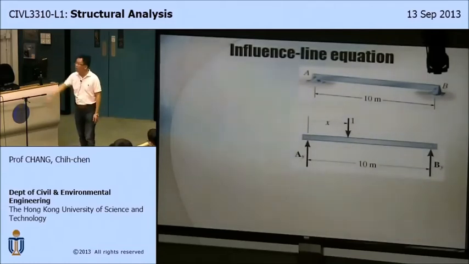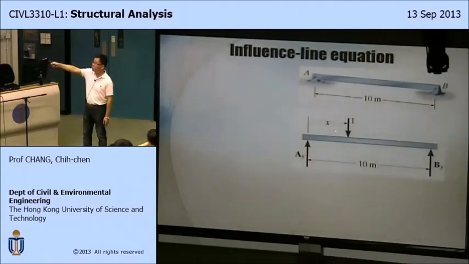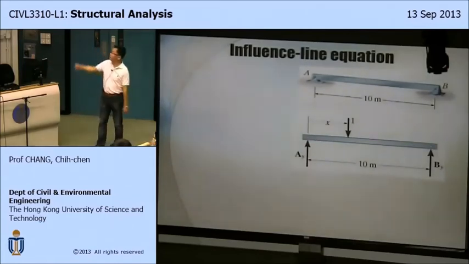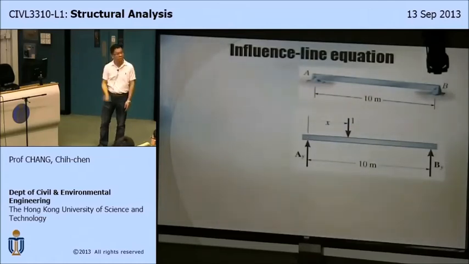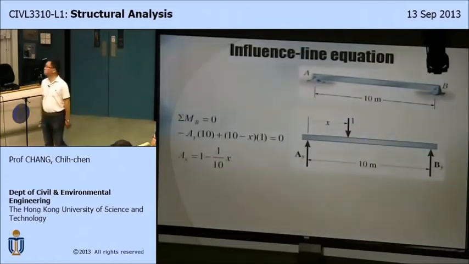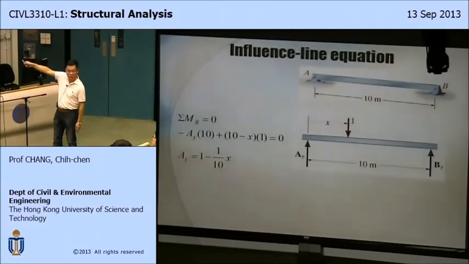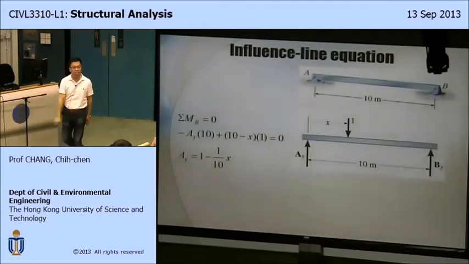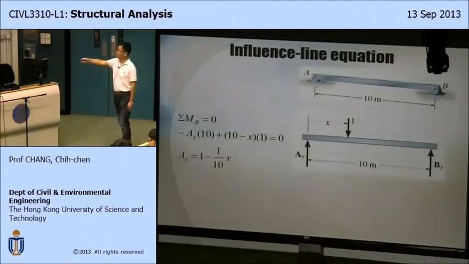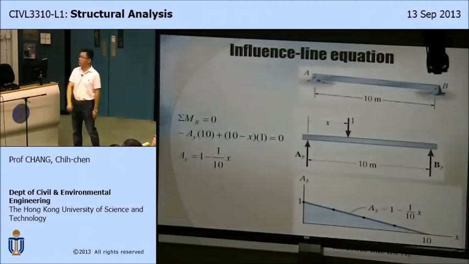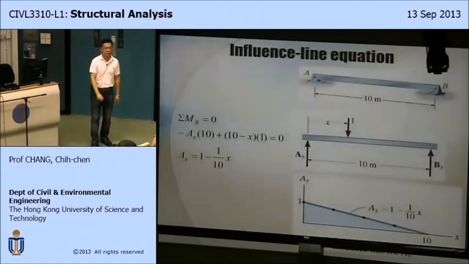Then you can anticipate that Ay will be a function of x, right? You just come over here, take moment equilibriums. Then you can find Ay as a function of x. So what is that x? x is the location of the downward unit force. This x is allowed to move from 0 to 10. So, great. This function turns out to be the influence line for Ay. So plot it out, exactly identical to the previous approach.